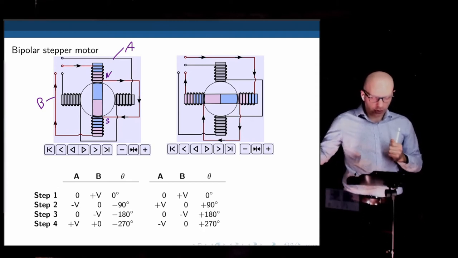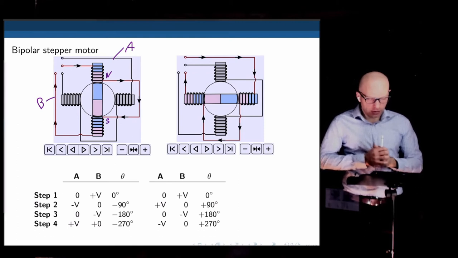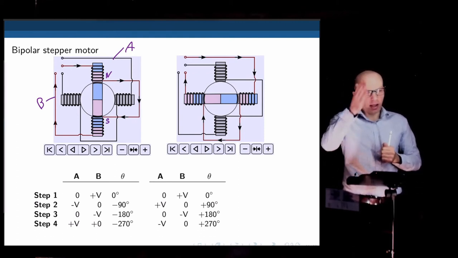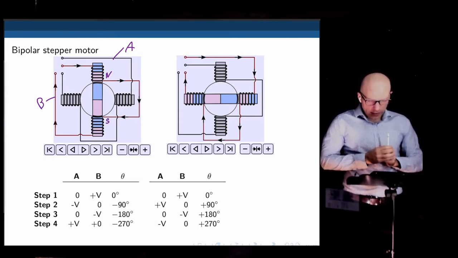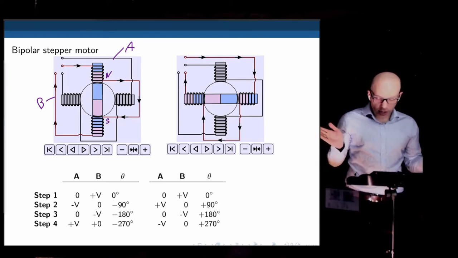So when we start with coil A at zero and coil B positive, the orientation of the magnetic flux will be such that we have a north pole on the top and a south pole at the bottom, and then the magnet aligns itself like that. We can now actuate coil A either positive or negative.